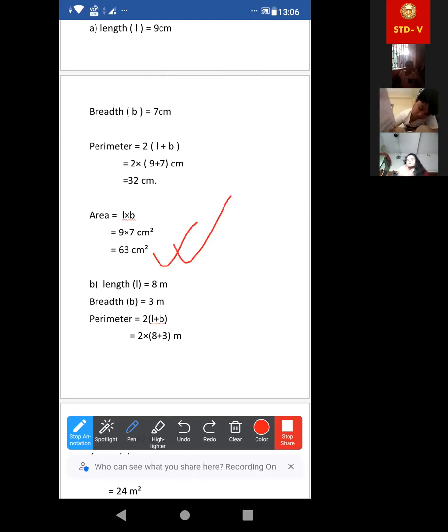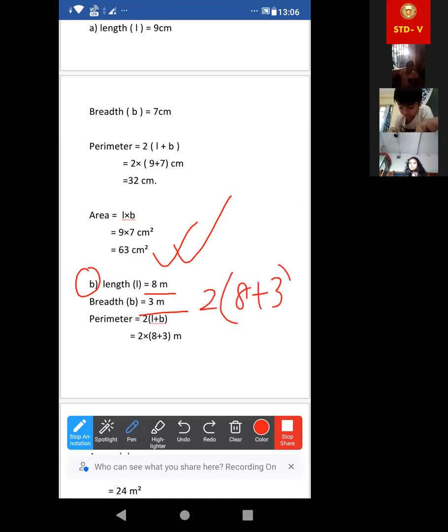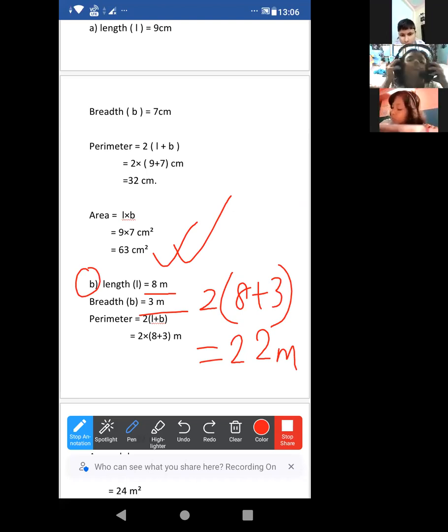Now do up to B also. Look, length is 8 meter, breadth is 3 meter. So 2 into length plus breadth, 2 into 8 plus 3, 2 into 11, that is 22 meter. It is meter over there, right? I'll move up to this. In B, perimeter completed. Shuhana completed. Shuhana, have you understood? Trisa, complete first.